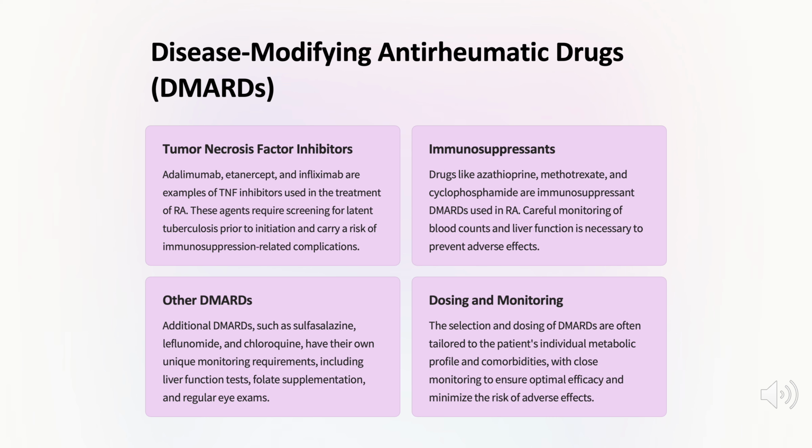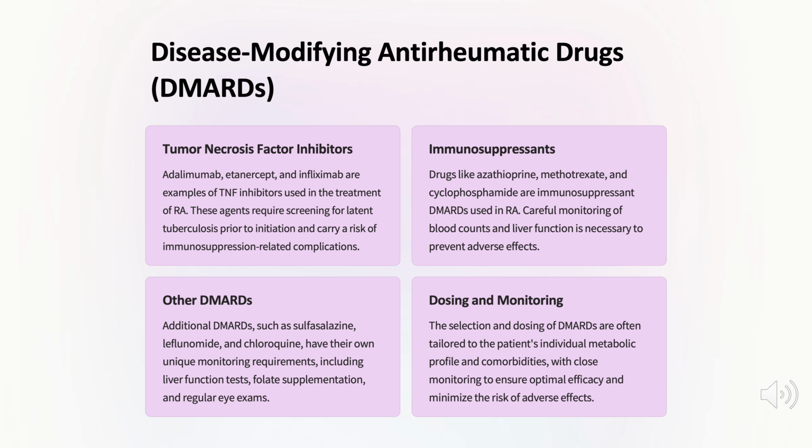Additionally, there's a potential for immunosuppression-related complications, emphasizing the need for careful monitoring throughout treatment. Next, we have immunosuppressant DMARDs like azathioprine, methotrexate, and cyclophosphamide. While effective in managing rheumatoid arthritis, these medications require vigilant monitoring of blood counts and liver function to mitigate adverse effects and ensure patient safety.